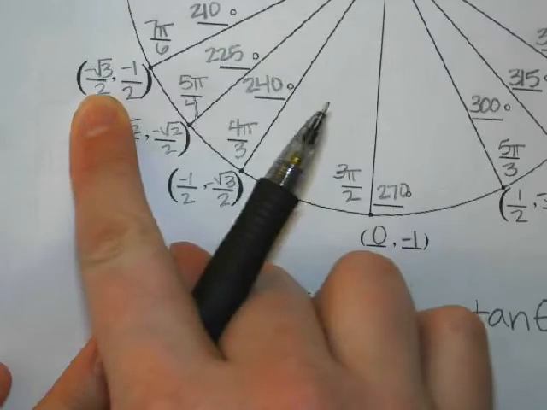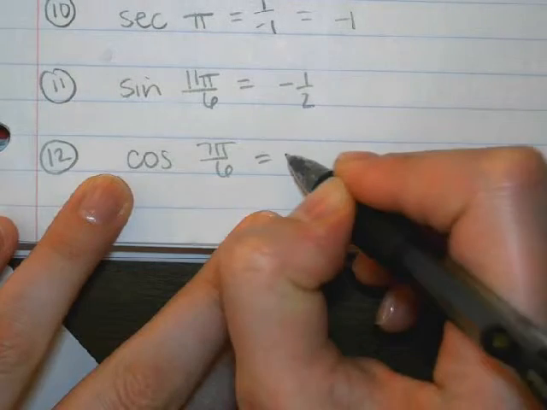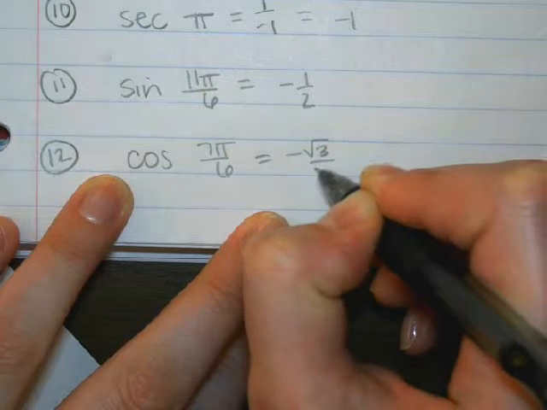All right, so if we look at cos of 7 pi over 6, what's the x-coordinate? It is -√3 over 2.